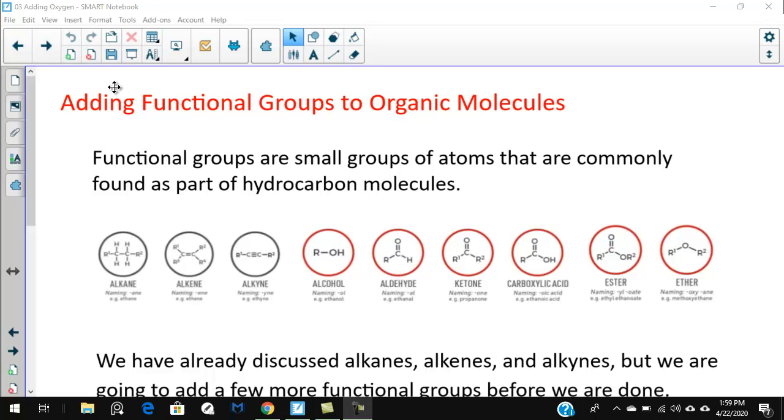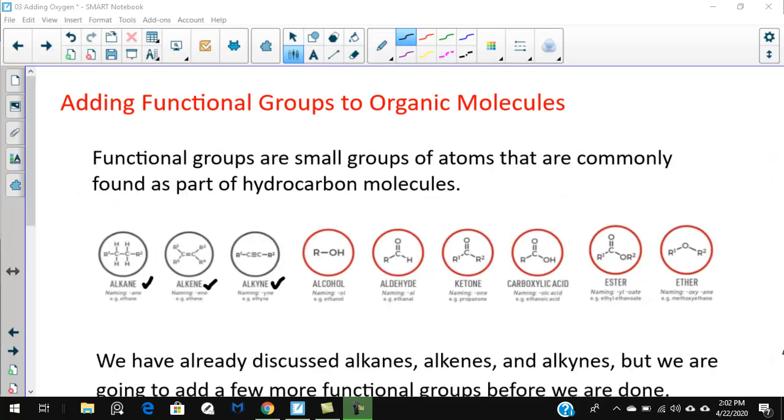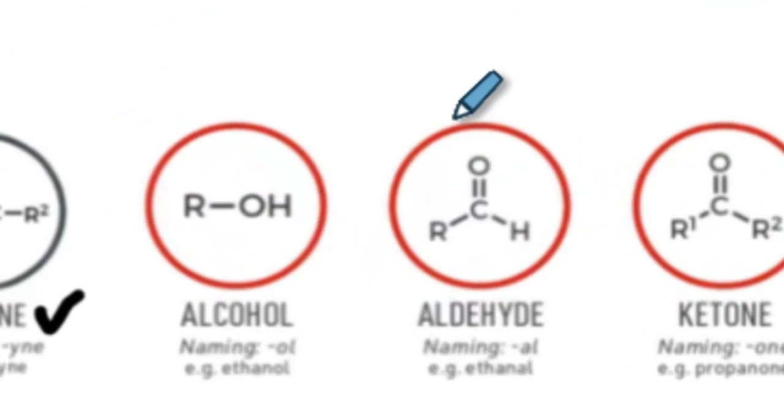Okay, in this video, we're going to take a look at changing our organic molecules just a little bit. Up to this point, we have been looking at molecules that only contain carbon and hydrogen. So we've done things like alkenes, where we have a double bond, and alkynes, where we have a triple bond. In addition to carbon and hydrogen, organic molecules often contain the atom oxygen as well. And it can be added into the molecule in several different ways.